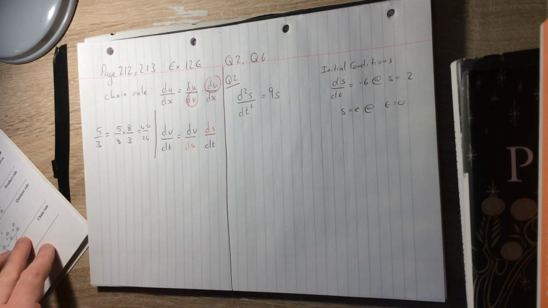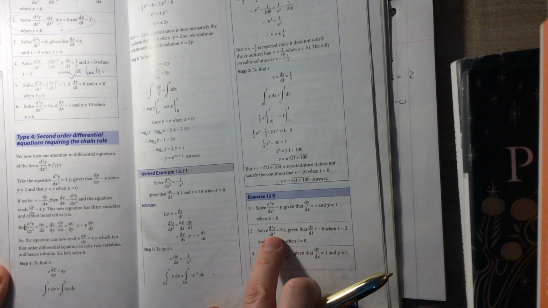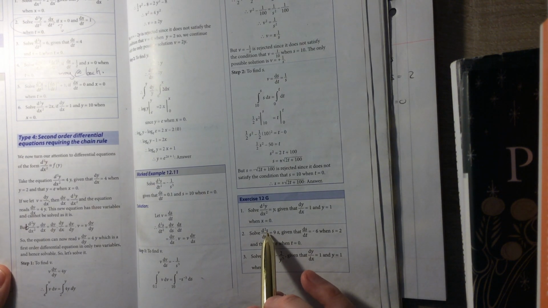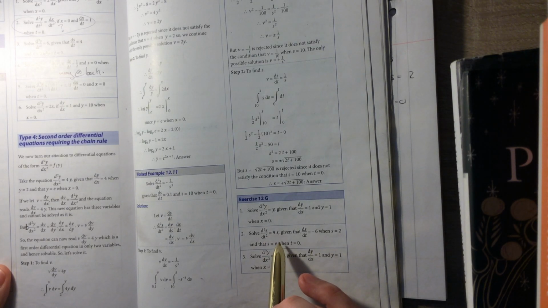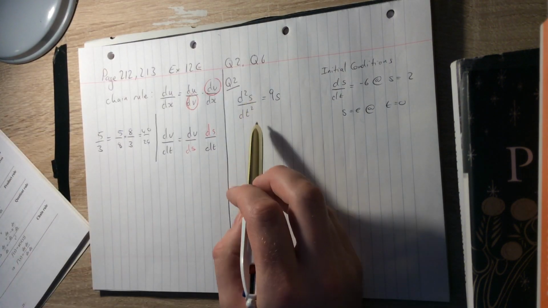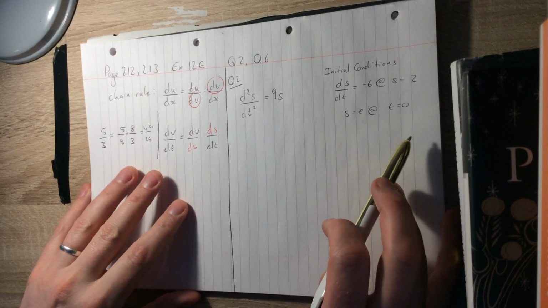So we're on page 213. Question 2 asks us, solve this second order differential equation. That's second order because you're differentiating twice, given these initial conditions. So here's the equation: d2s dt squared is 9s, given these initial conditions.